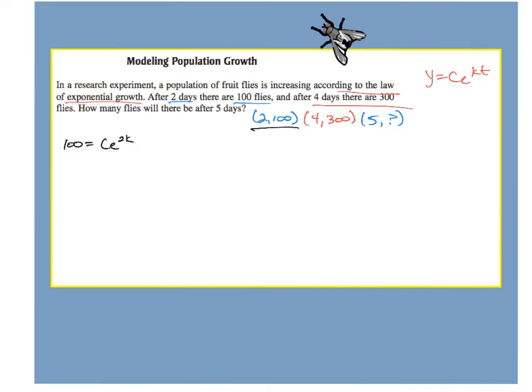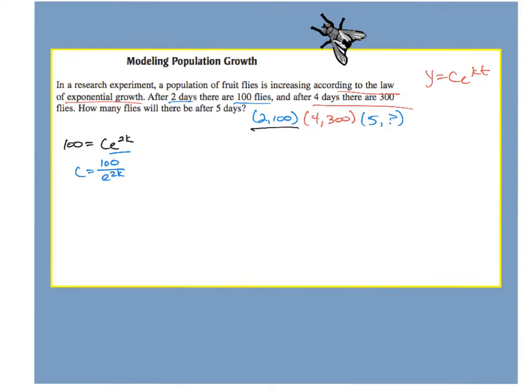Now, I could kind of solve for C. How could I solve for C? I could divide by what? E to the 2K. So I have C is equal to 100 over e to the 2K. And I can't really go any further than that right now.